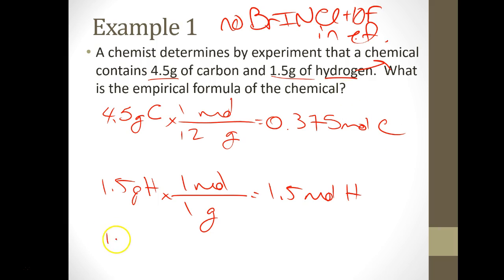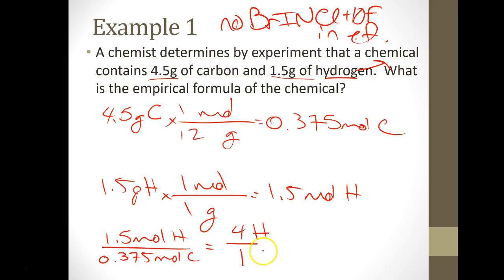Then I'm going to set up a ratio where I take 1.5 moles of hydrogen and I divide by 0.375 moles of carbon, and that tells me my ratio. 1.5 divided by 0.375 is 4 to 1. Now notice I wrote it as a ratio. That's 4 hydrogens for every 1 carbon. Because carbon is on the bottom, hydrogens on top. I have more hydrogens, so I have 4 times as many.